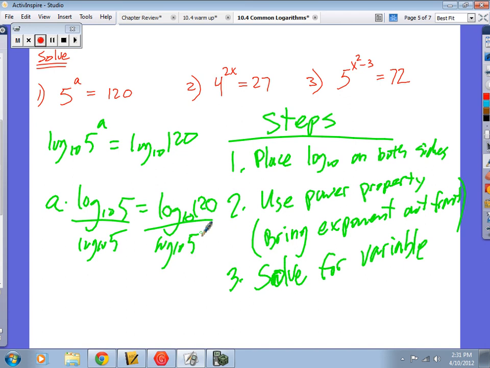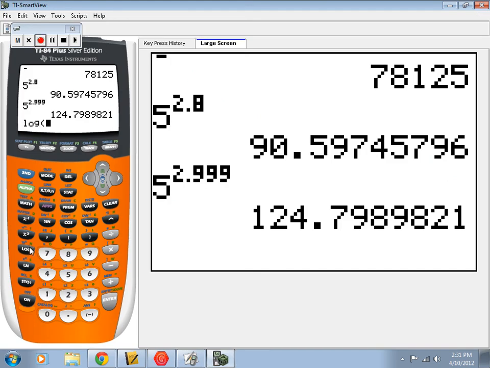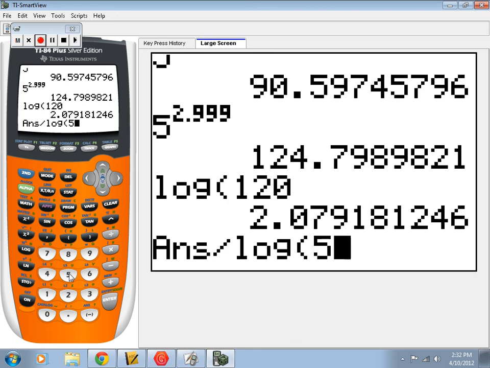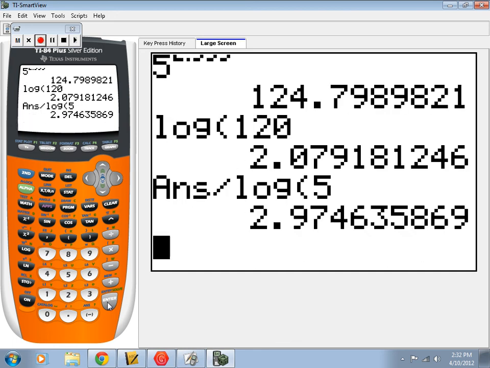And now it's just a calculator problem. So instead of guess and check, on your calculator, you're going to go log of 120 divided by the log in base 10 of 5. And we got 2.99, but it's actually 2.9746.